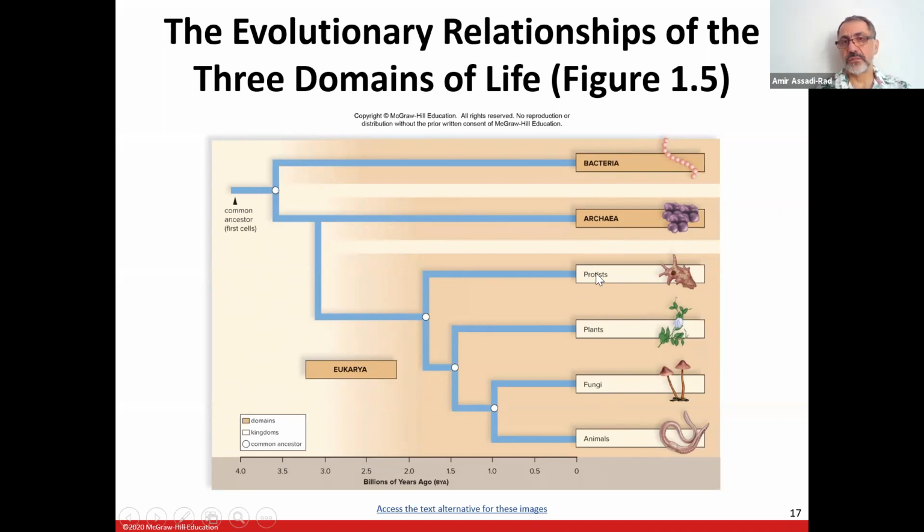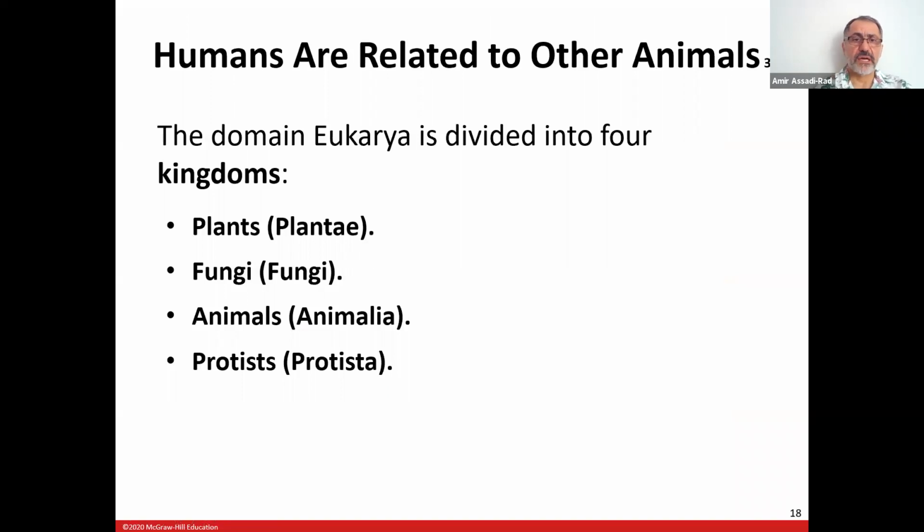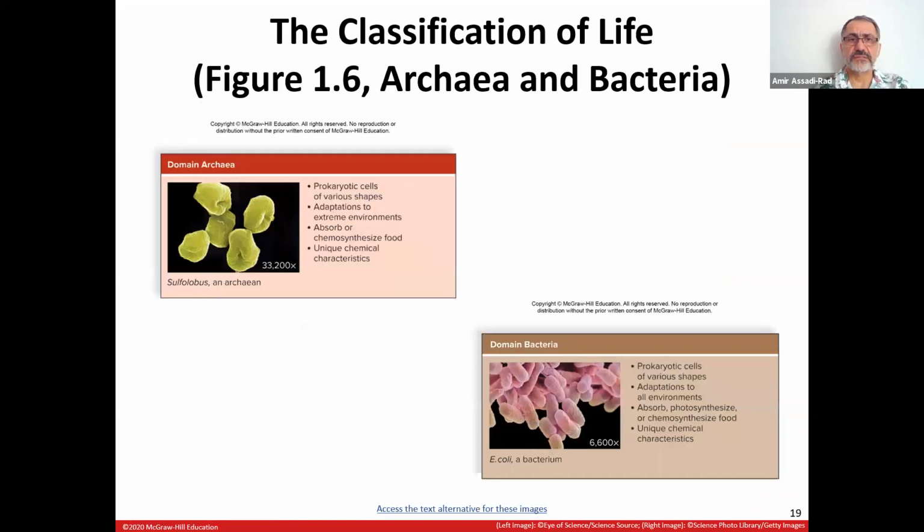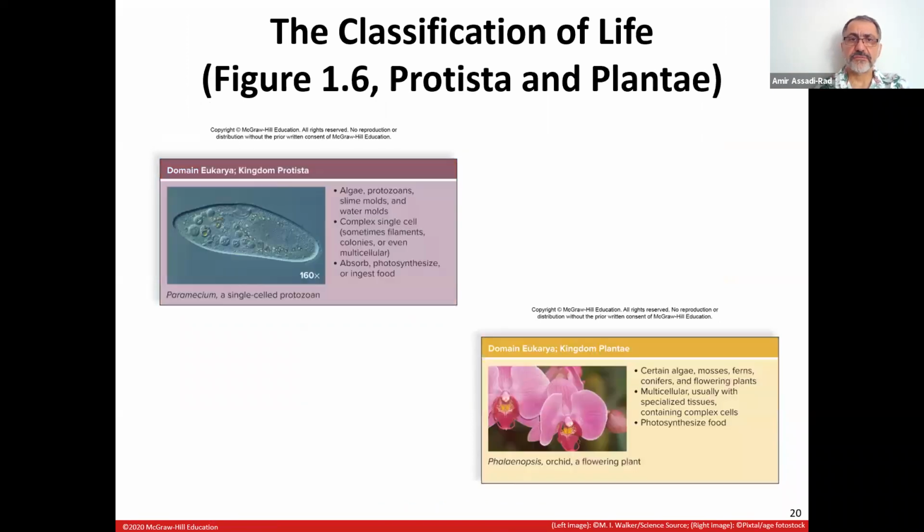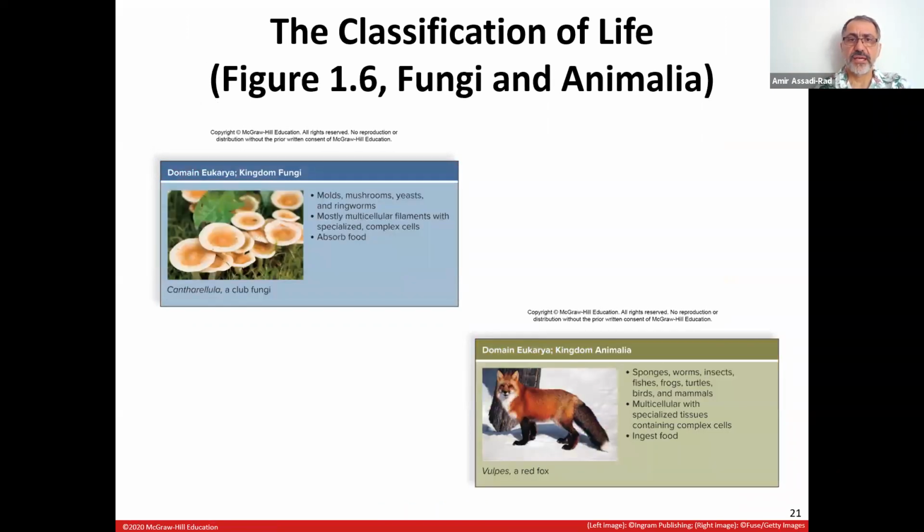It depends what textbook you look at; I like to call them kingdoms. Kingdom Protista, kingdom Plantae, kingdom Fungi, and kingdom Animalia. Within this Eukarya, all of these organisms have a nucleus. It's Eukarya. So again, I mentioned this. Let's move on, and these are some figures for you guys to enjoy and look at and learn.